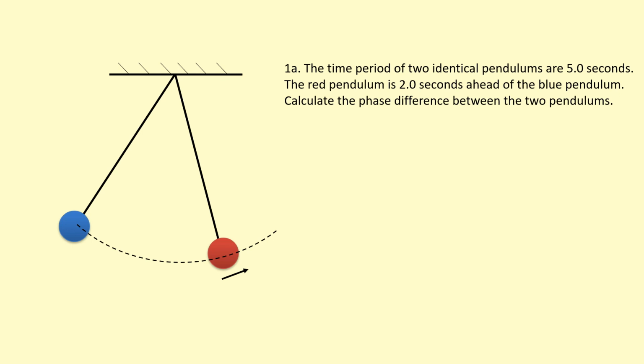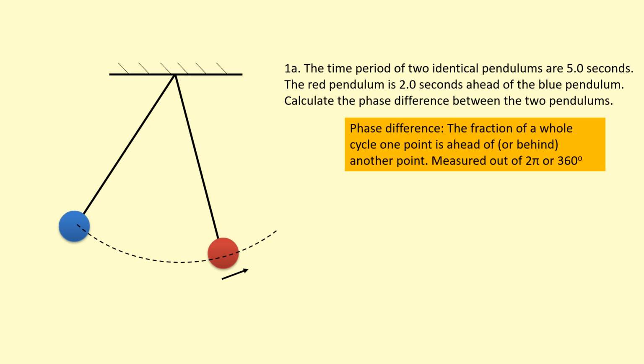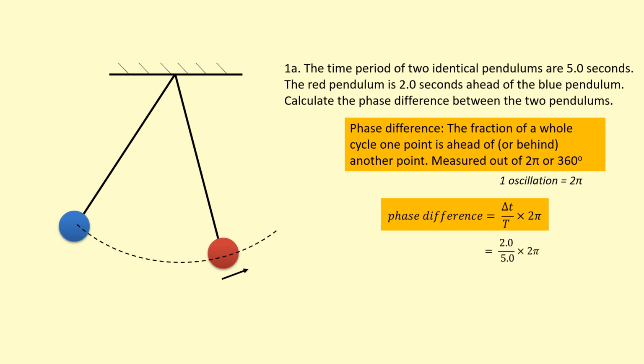Okay, so phase difference is the exact same definition as in the waves topic. The phase difference is a fraction of a whole cycle, how far one point is ahead of another point, measured out of 2 pi or 360 degrees. So 2 pi represents in this case one complete oscillation, or 360. So we can use the same equation here, the time difference divided by a whole time period, the time period of one oscillation. So in this case, 2 seconds ahead out of 5 seconds for a complete cycle. That gives us 4 pi over 5 radians or 144 degrees.